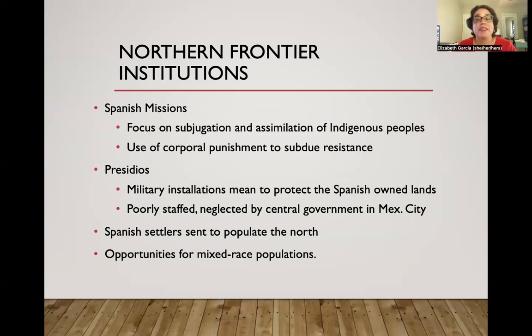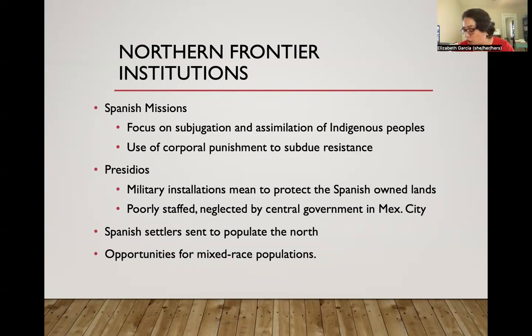Now, a way that the Spanish Empire thought they could maintain more control over this northern frontier was by encouraging Spanish settlers to settle in that northern area with promises of land, titles of nobility, wealth, and military protection. This was meant to increase the Spanish buffer between populations.